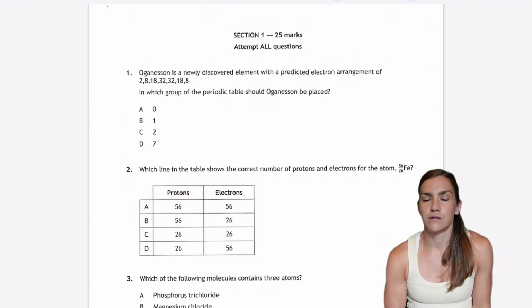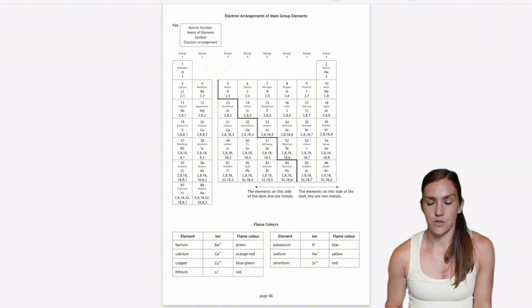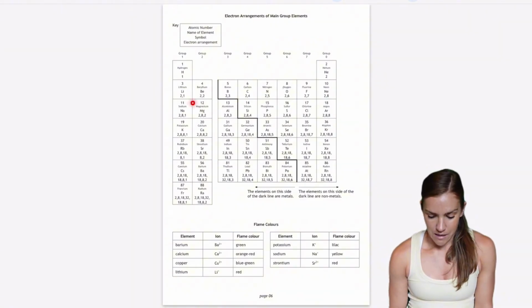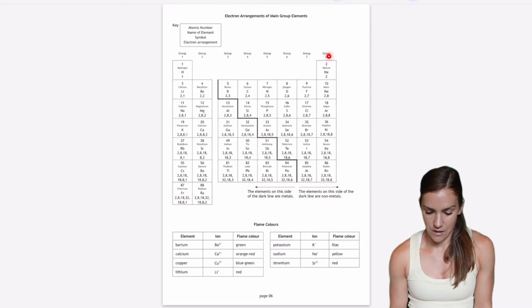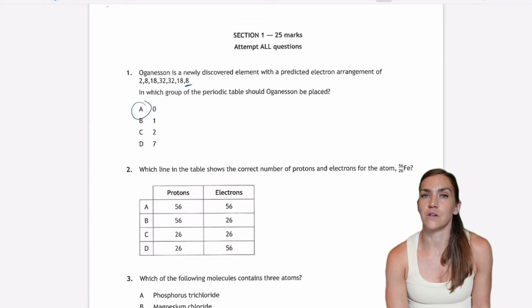If you weren't sure off the top of your head which group that would mean it goes into, then you're best to go to the electron arrangements page in the data booklet. If you scan the page, you should find that anything in group 0, with the exception of helium, has the last number 8 in its electron arrangement, which means that that element, oganesson, would go into group 0 because it has that outer electron arrangement of 8.